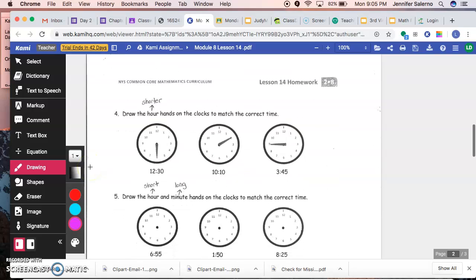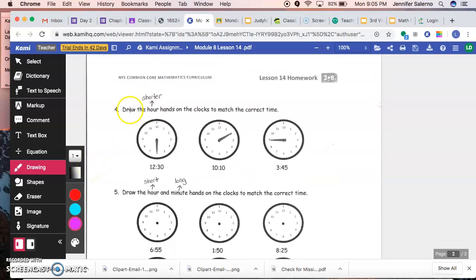Now the next page, now they're telling us for number 4 that we have to draw the hour hands on the clock to match the correct time. So now we're drawing the shorter hand because they gave us the minute hand. So the very first one is telling us that it's 12:30. So they already have the minute. We now have to draw the hour hand.